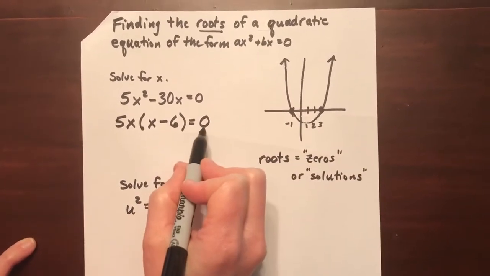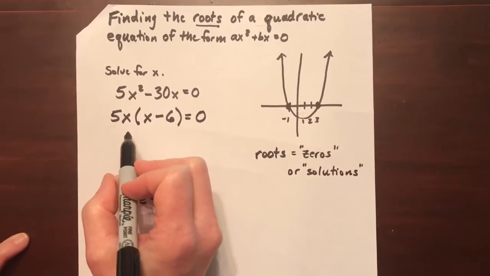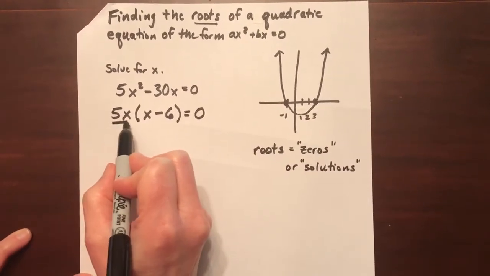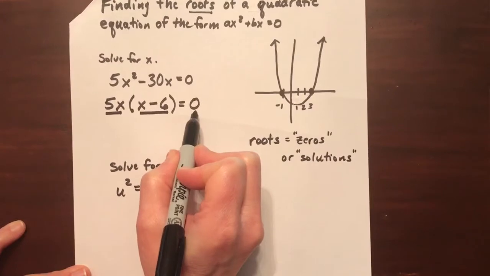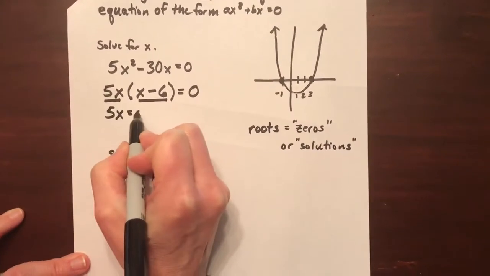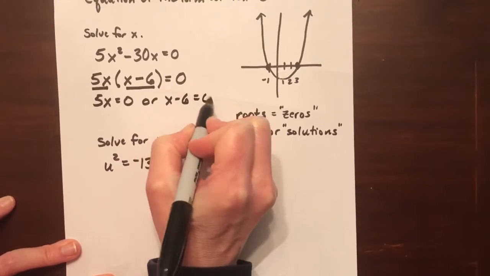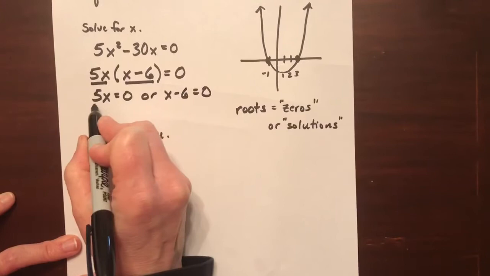That's what we want. We want the equation to be equal to 0, because now we can use this zero product property, that this quantity times this quantity equals 0. So that means either the 5x has to equal 0 or the x minus 6 has to equal 0. I'll solve each one of those.